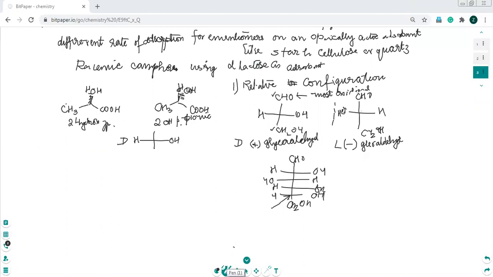Now, we were talking about relative configuration. Relative configuration means you are relating the configuration of your compound, or any compound, with that of D plus glyceraldehyde. This is what is meant by relative configuration. You are relating the configuration of your compound with that of D plus glyceraldehyde.